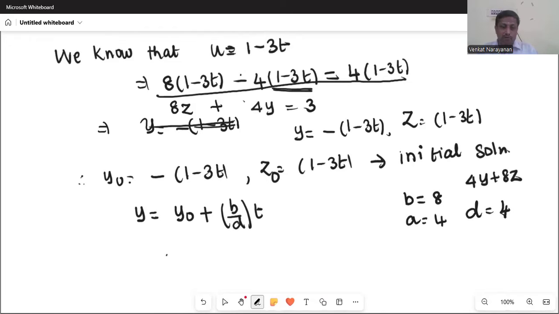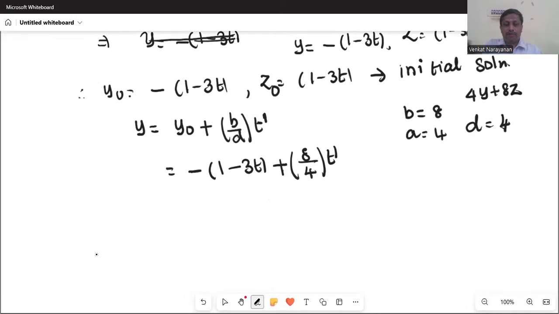So therefore, I write this as y naught, minus 1 minus 3t, plus the b value 8 times 4 into t dash. I am using t dash because I am already using the variable t. So to differentiate the variable, I am using t dash. So therefore, I got the solution. What is the solution I got? Minus 1 minus 3t plus 2 times t dash. So this is the answer for y.